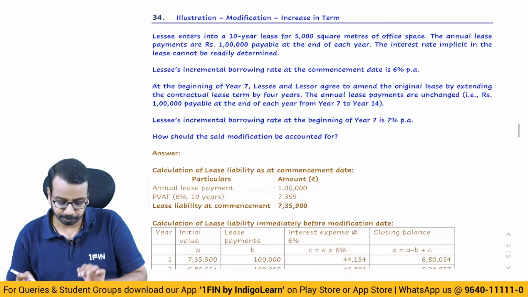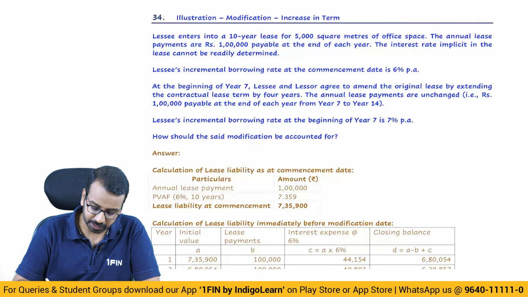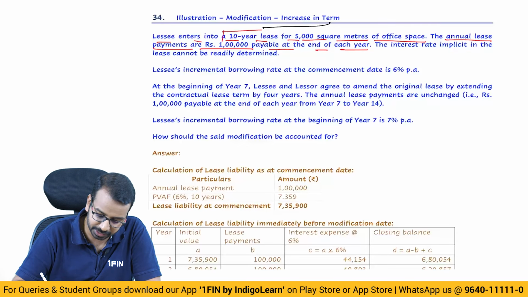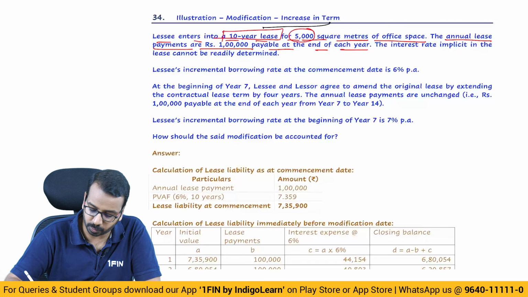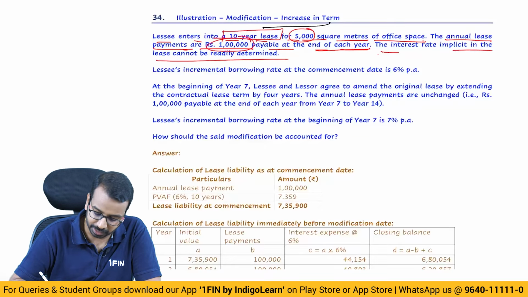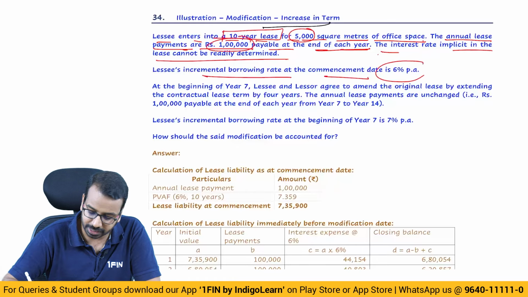Okay. First, increase in term. Lessee enters into a 10-year lease for 5,000 square meters of office space. The annual lease payments are rupees 1 lakh payable at the end of each year. So what is the lease term? 10-year lease, 5,000 square meters, and the lease payments are 1 lakh payable at end. Interest rate is not known and the incremental borrowing cost is 6%.